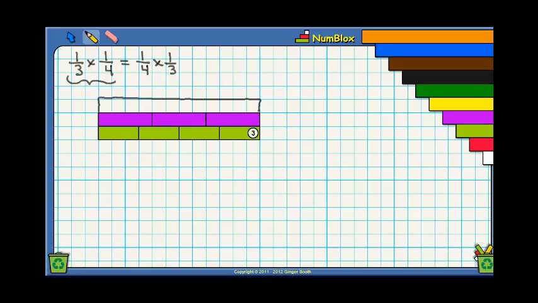Now, the way that I want to think about it is, I have a third rod and I want to multiply it by a fourth, or basically take 1/4 of that third rod. So each of these purple ones are third rods. So this guy right here, that's equal to 1/3. But then what I want is a fourth of this rod. So I want to split this guy up into fours, and I can do that very nicely.